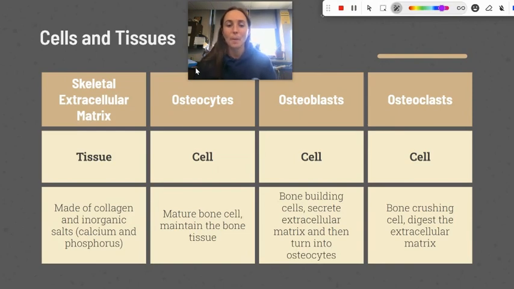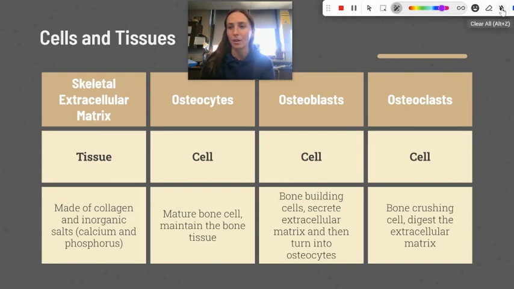Osteoblasts are cells that are bone building. I like to remember this one. Blasts starts with B right here, and we're talking about bone building, which also starts with a B. So they're going to build bone cells. They secrete extracellular matrix. Once they're done with that, they turn into osteocytes. But this is how we get new bone, how we repair broken bones.